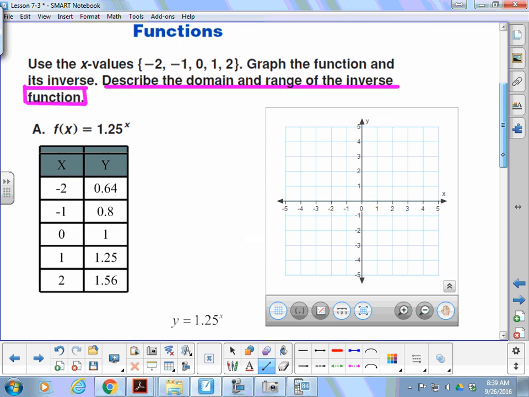All right. So here we have f of x equals 1.25 to the power of x. And here I've already put these numbers in the table for us: negative 2 to 2 for our x's, and our y values when we plug them in.